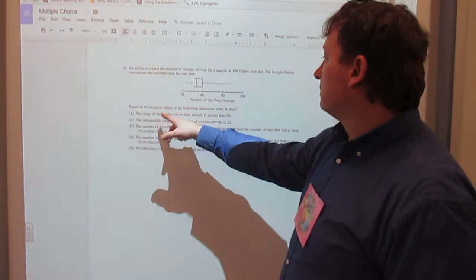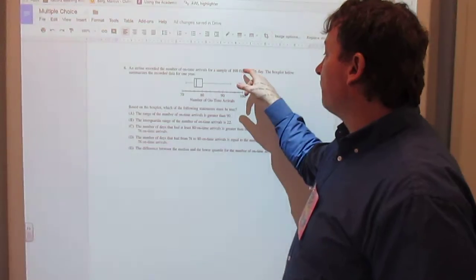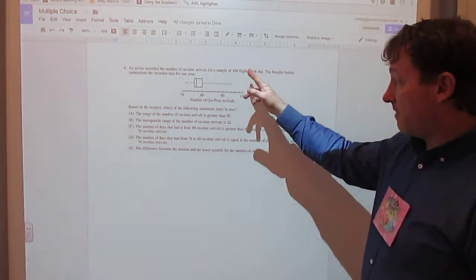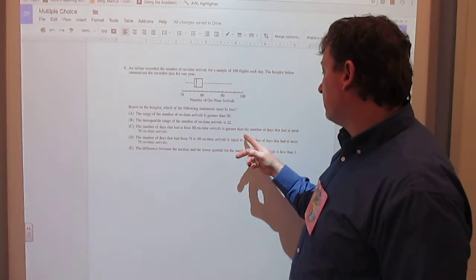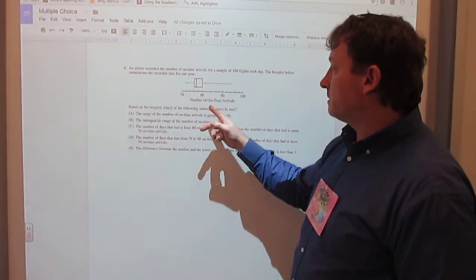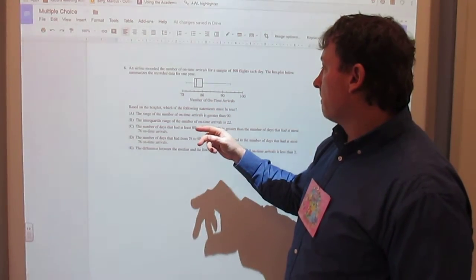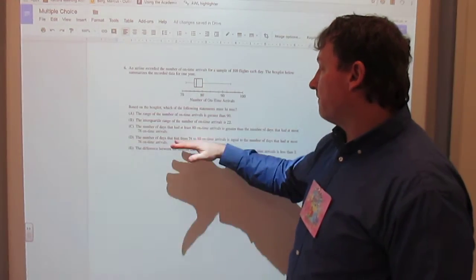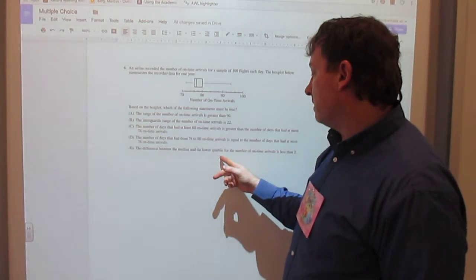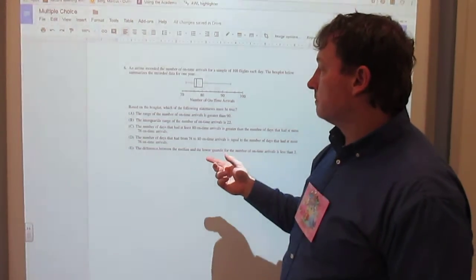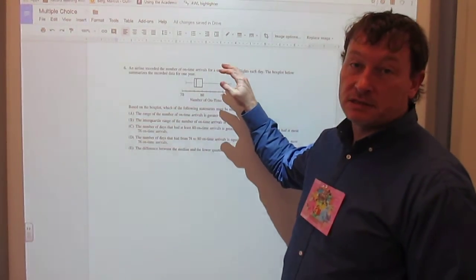Number of days. Do we know how many days? Number of on-time arrivals for a sample of 100 flights. So we do know how many days we have, 100 flights. That at least 80 on-time arrivals is greater than the number of days that had 76. So if we can look, number of on-time arrivals, can we figure that out? So can we figure out number of days from here? And then the difference between the median and lower quartile is less than 2. Can we figure that out? So just think about what this tells us and if we can actually use it.